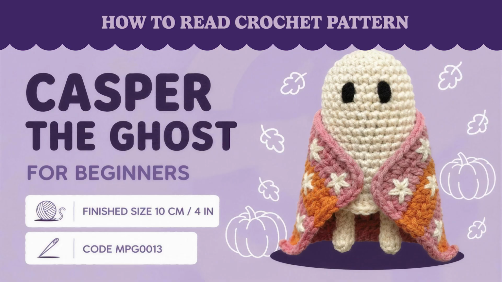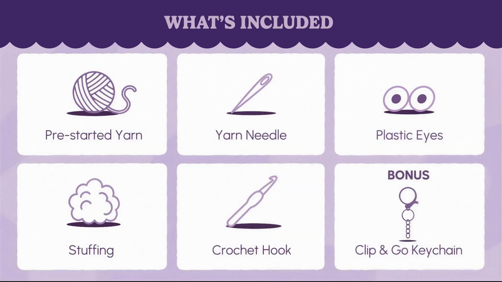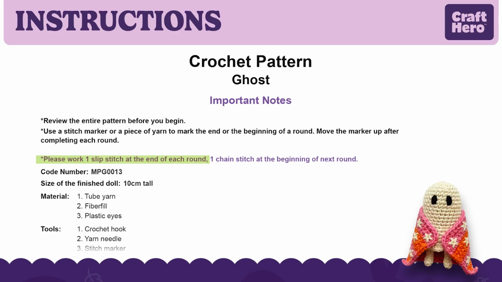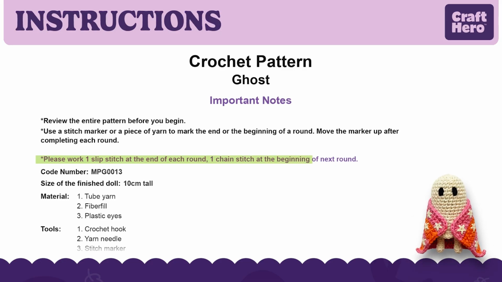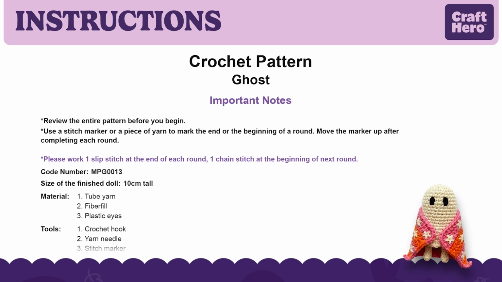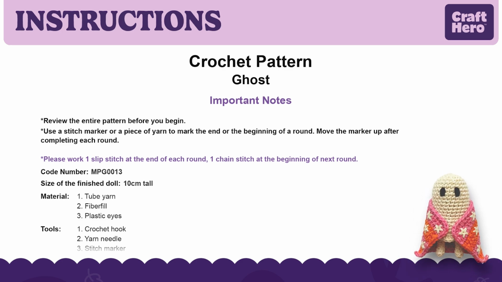At the beginning of each tutorial video, we will explain which part we are crocheting and show the pattern for every round step by step on the screen. This way you can follow along easily while crocheting, even without the written instructions. Please work one slip stitch at the end of each round, and one chain stitch at the beginning of the next round. Don't let this confuse you. The slip stitch neatly closes the round, and the chain stitch establishes the height to start the new one.